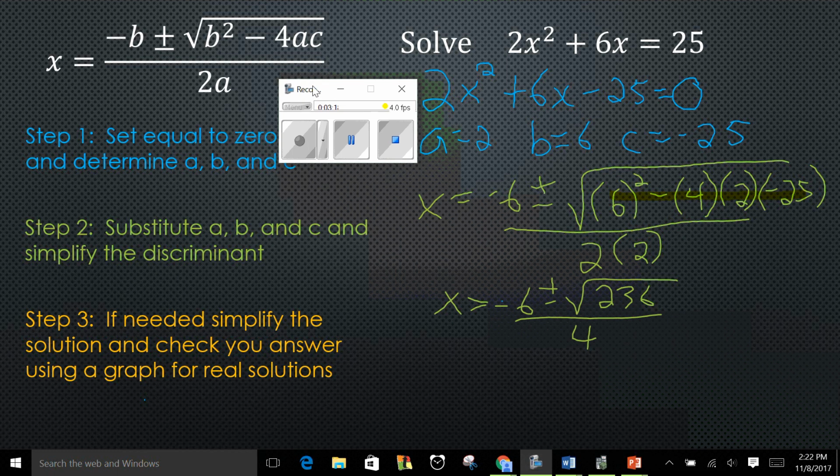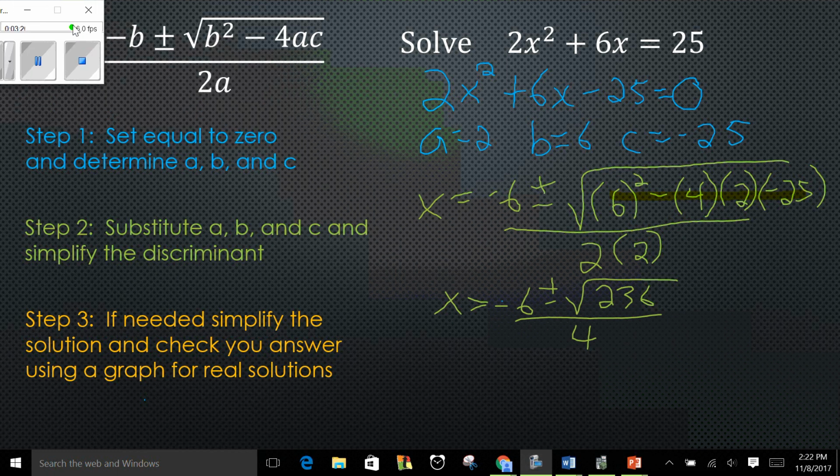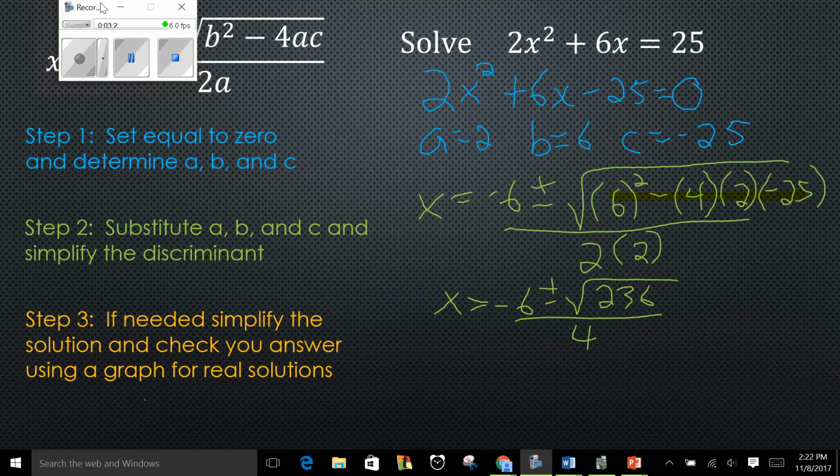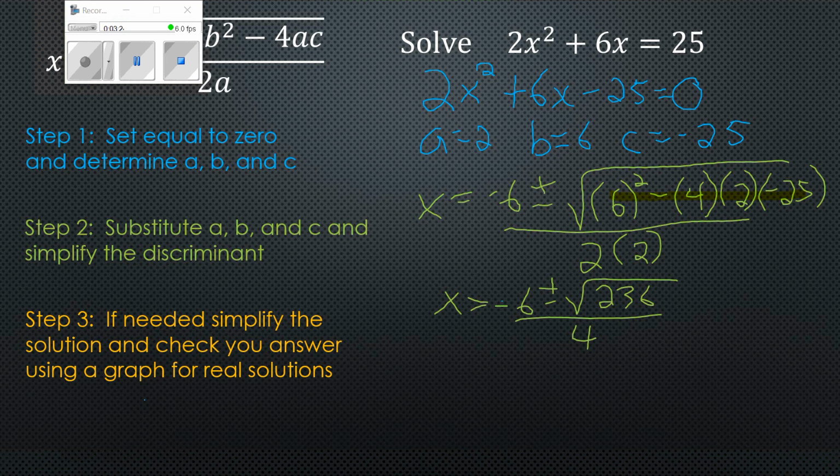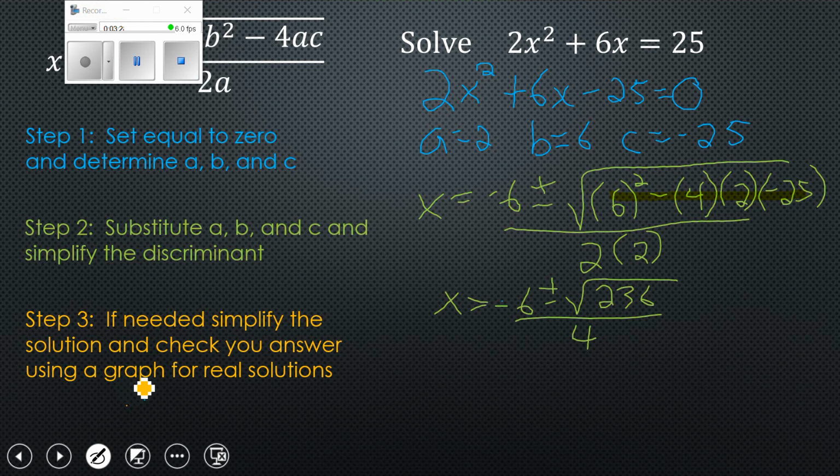I'm going to move this out of the way. Okay, so we got x equals negative 6 plus or minus. And since we had 4 times 59, we're going to take the square root of 4 and take that outside the radical. So that's a 2. And then we have a 59 here. And then that's all over 4.